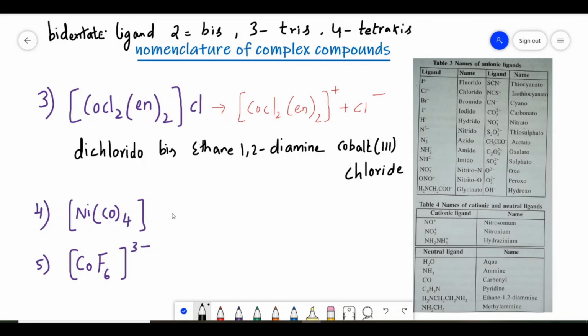Next, this is a neutral complex, so you can write it directly, the same as a cationic complex. There are 4 carbonyl, so this is called tetracarbonyl, and it is nickel. For cationic complexes and neutral complexes, you can directly write the metal name. So this is nickel.